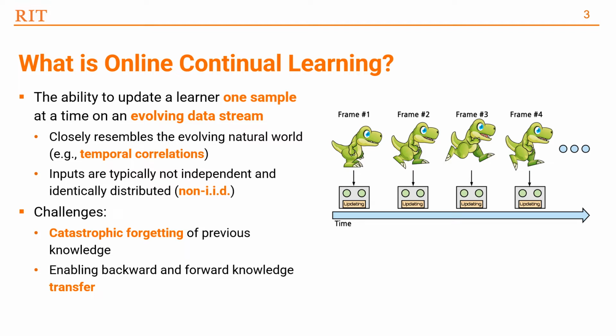The first is that parametric models like neural networks suffer from catastrophic forgetting of previous knowledge when updated on non-IID data streams. This means that learners will forget previous knowledge in favor of new information. The second challenge is how to best enable backward and forward knowledge transfer to learn data better and more efficiently.